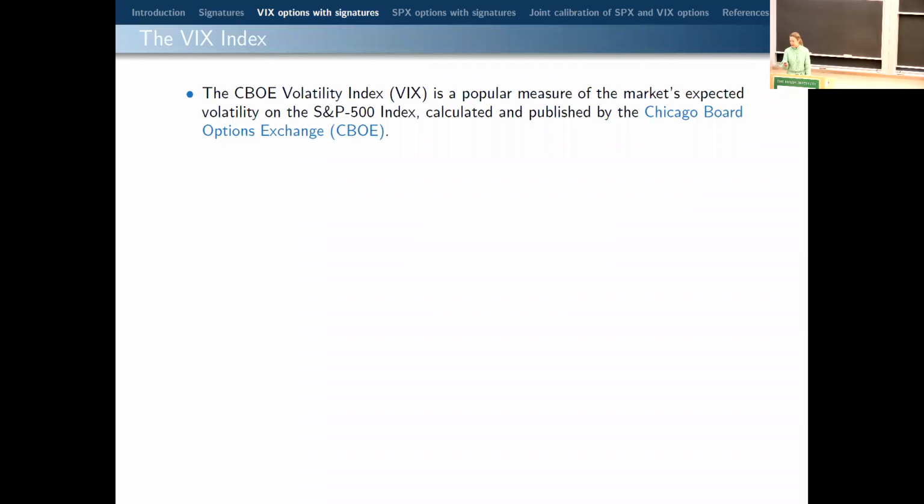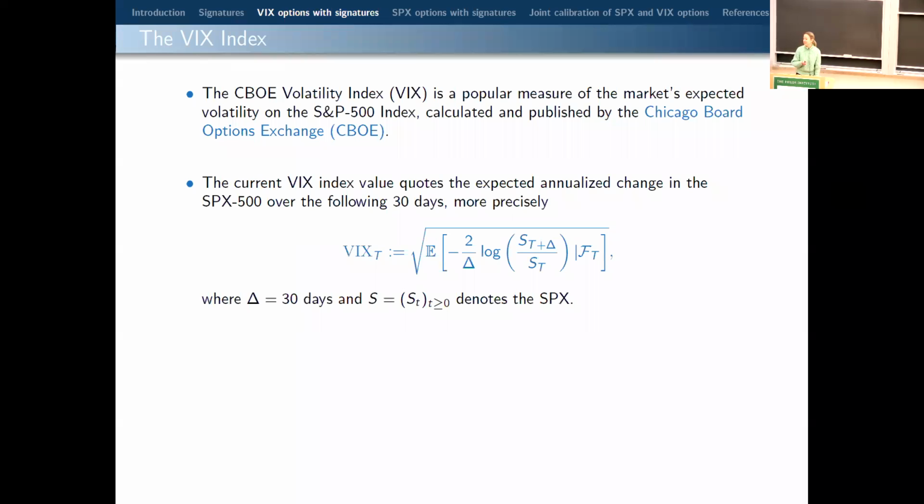And what is the definition? The current VIX index quotes the expected annualized change in the S&P 500 over the following 30 days. In formulas, it's given by this expression here. You take the increment of the logarithm of the asset price in T plus delta, where delta is 30 days. Then you compute the conditional expectation conditioned on F_T, and then you take the square root of this. This is the definition of the VIX.